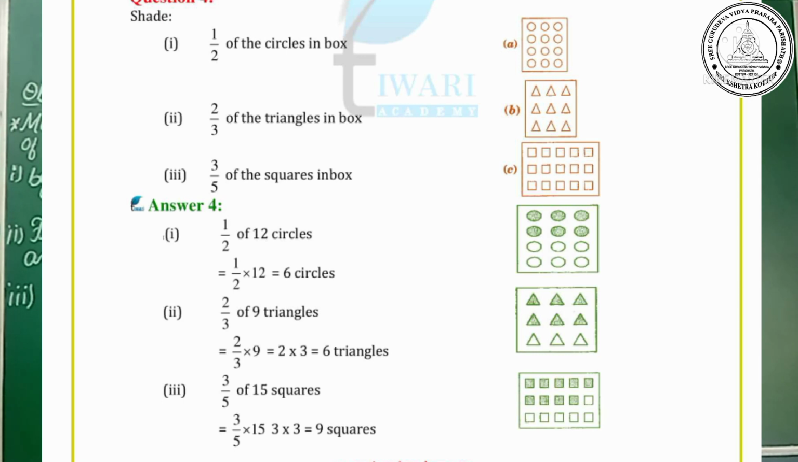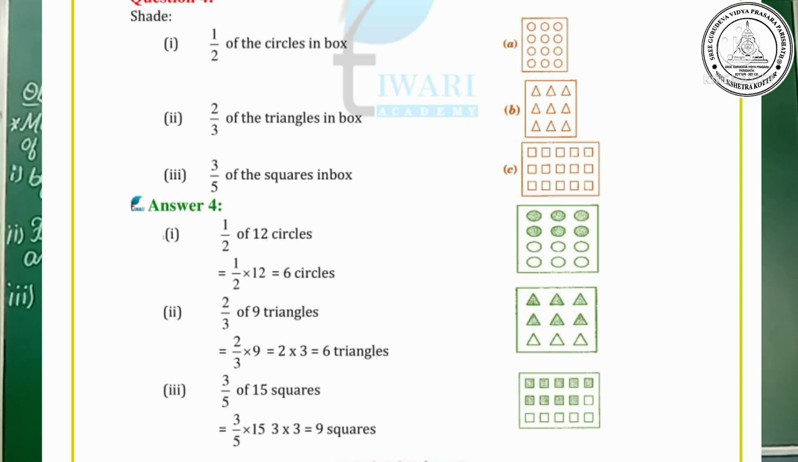And the second one is 2 by 3 of the triangles in a box. In the box there are 9 triangles. You have to shade 2 by 3 of 9. So 2 by 3 of 9 is 6, right? So you have to shade 6 triangles. And in the third box, 3 by 5 of the squares in box C. In box C they are given 15 squares. So 3 by 5 of 15 is equal to 9, right? So you have to shade 9 square boxes.